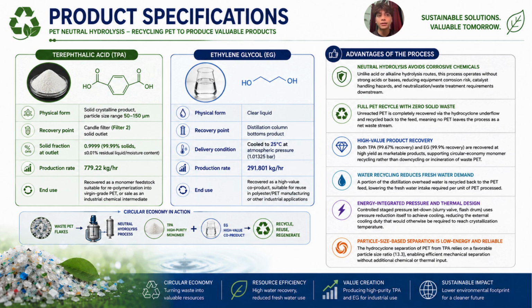The high-value co-product ethylene glycol is recovered as a clear liquid from the distillation bottom, cooled to 25 degrees Celsius at 1 bar. It flows out at a steady 291.8 kilograms per hour, representing a 99.99% EG recovery rate. By successfully avoiding corrosive acids and bases, utilizing pressure letdown for low energy cooling, and achieving an absolute zero waste circular loop, this process proves that PET monetization is highly efficient, profitable, and sustainable.